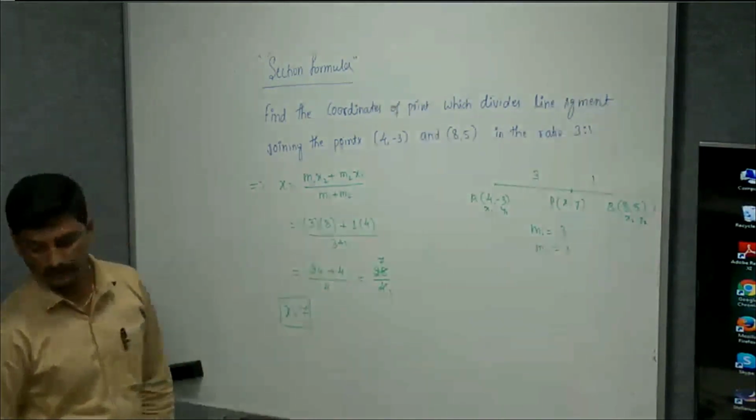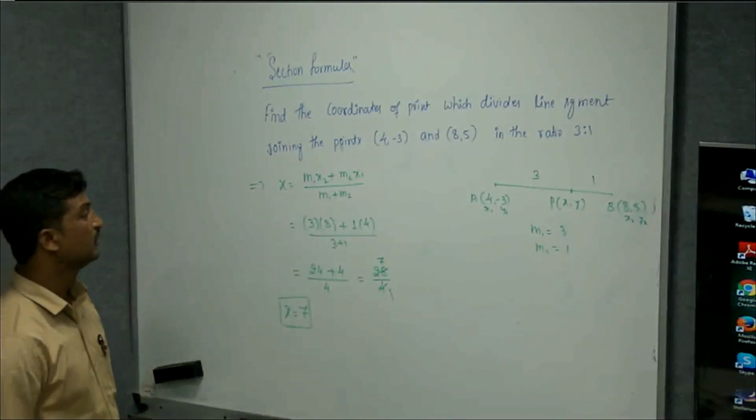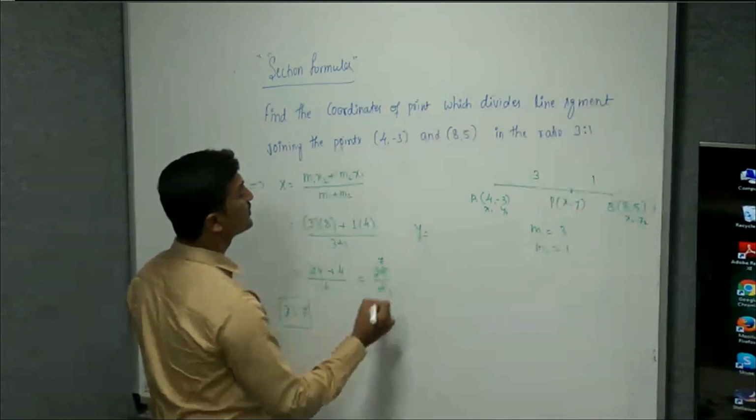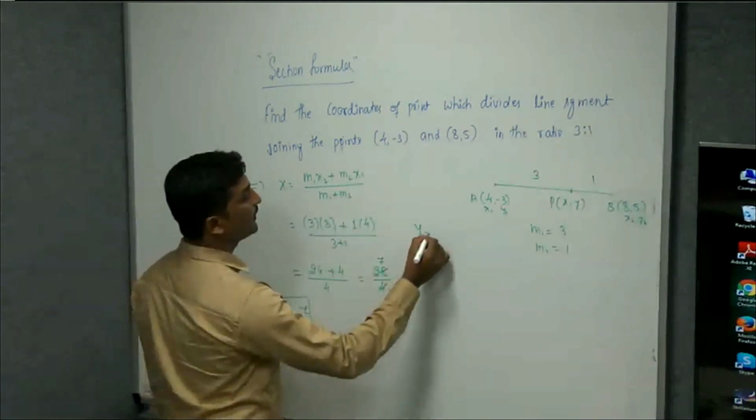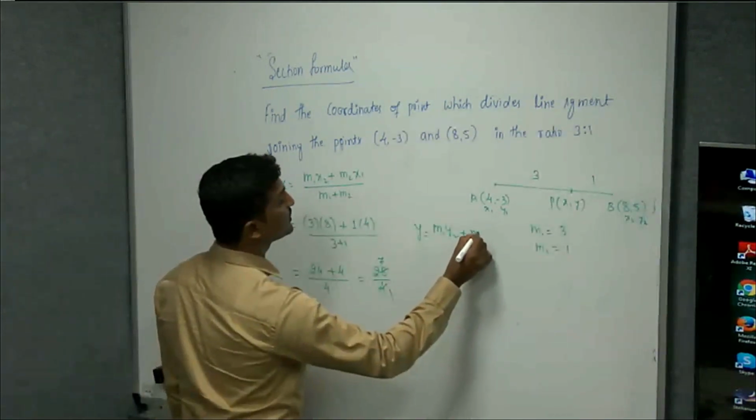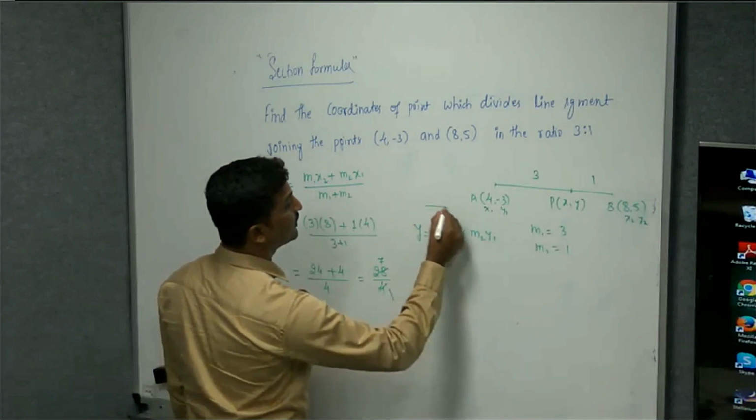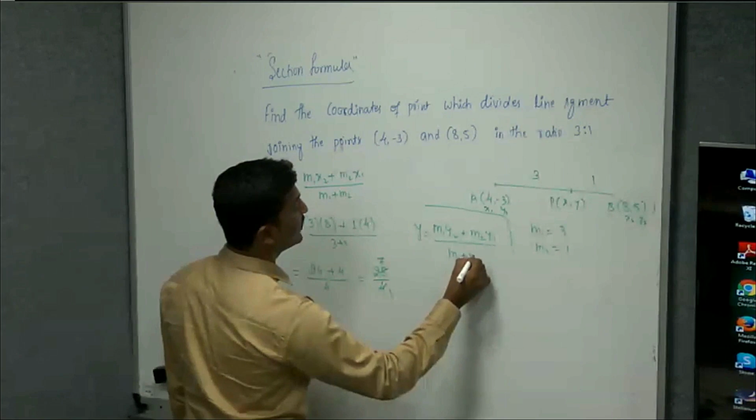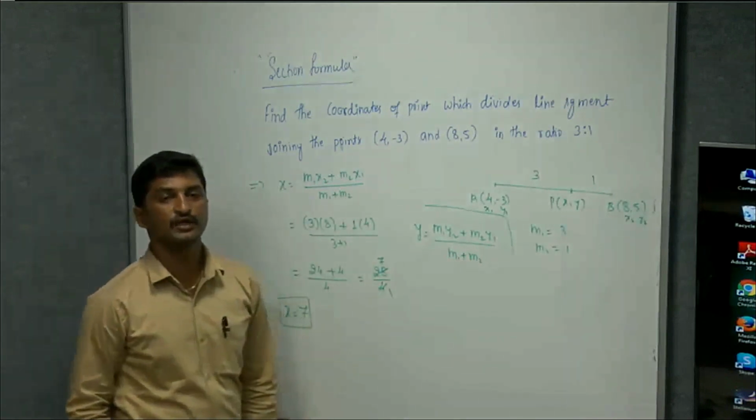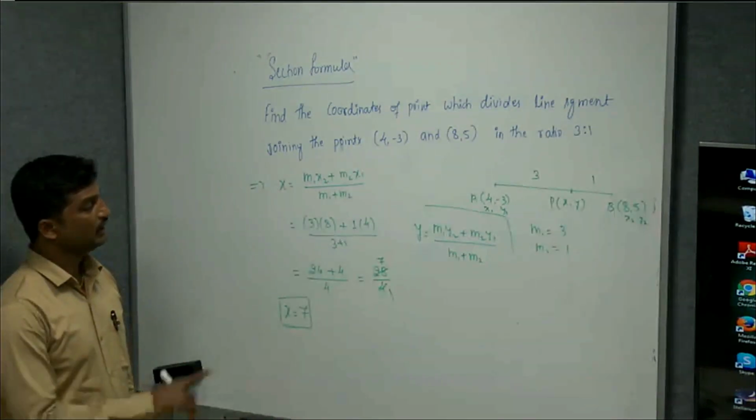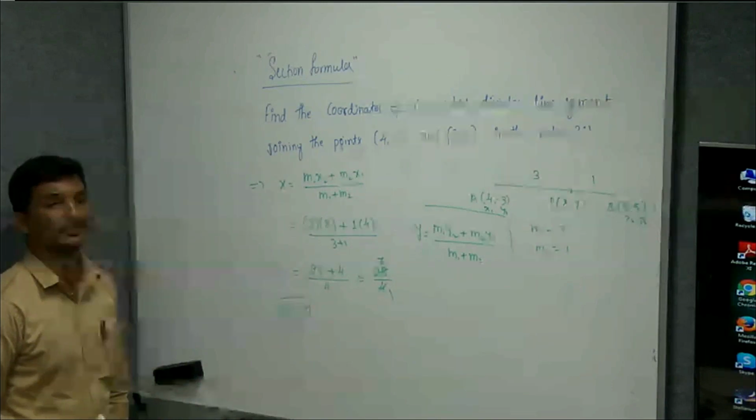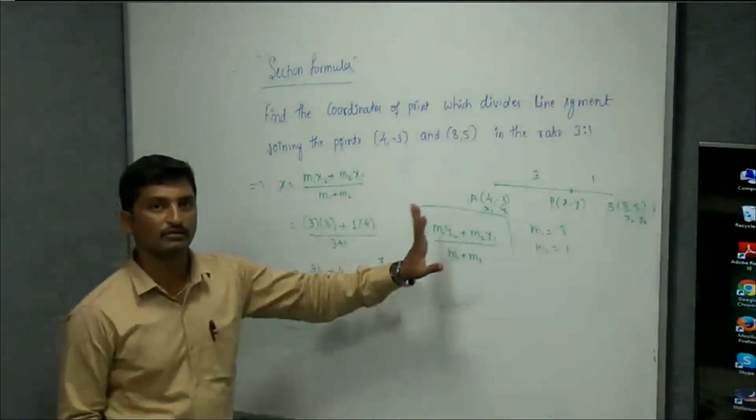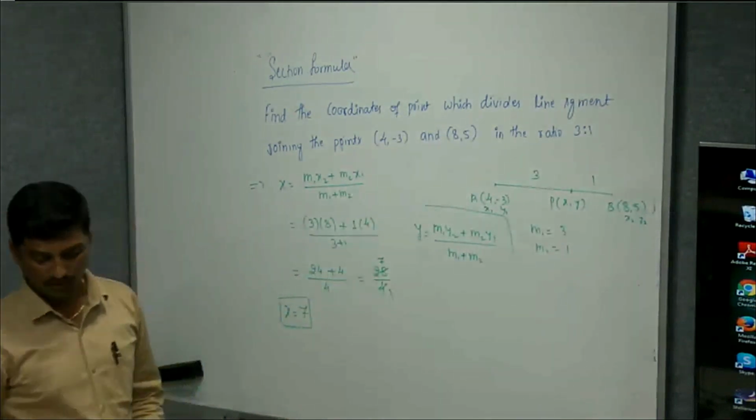In the same way, you need to calculate the value of y using the formula m1 y2 plus m2 y1 divided by m1 plus m2. Dear students, now try to calculate the value of y. I'll give 2 minutes time. Just substitute the values of m1, m2. Let us see what you are going to get.